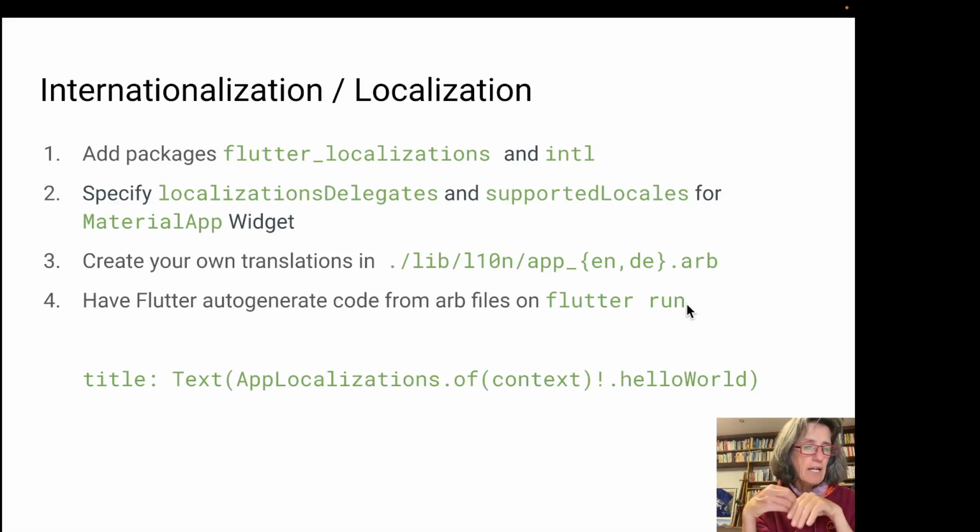And then in your app, all you have to do is, whenever you want to display a text, you use the handle for the text. And Flutter at runtime will determine which translation is appropriate to show.